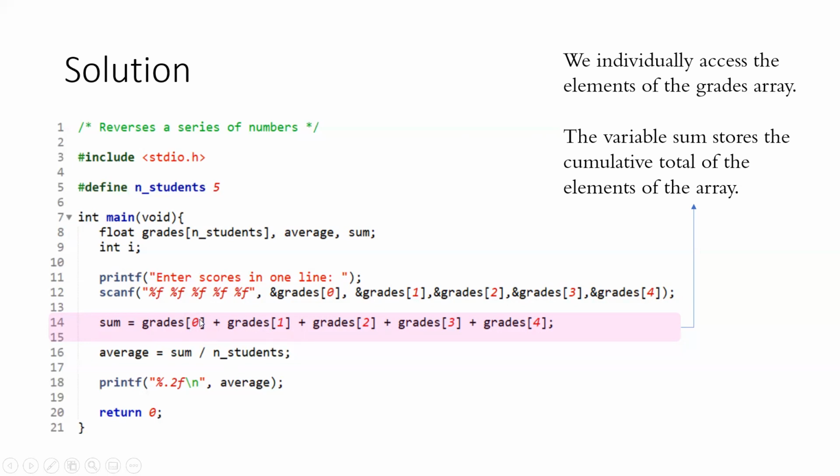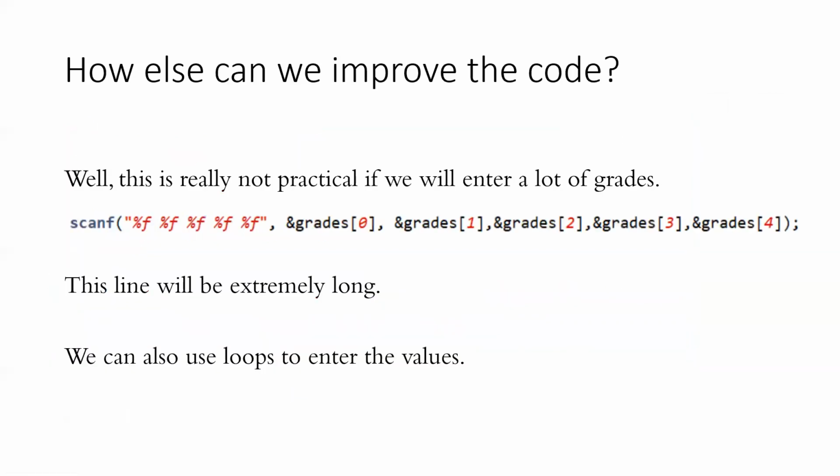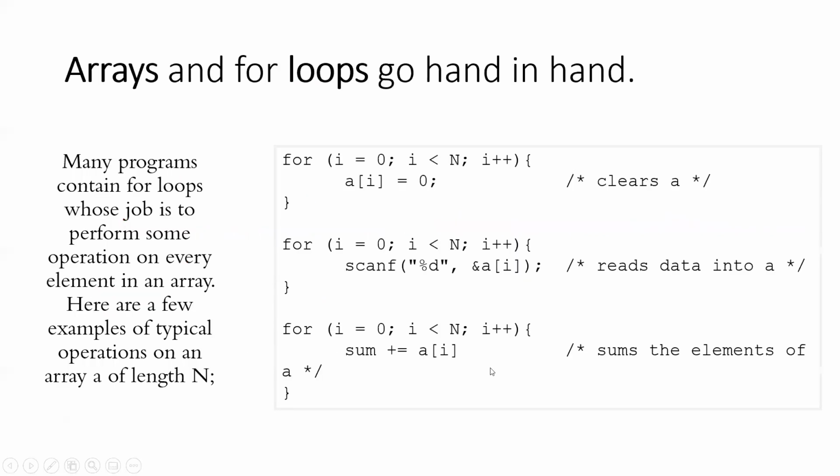Again, this topic refers to subscripting. Then we compute the average and print the result. This is not really practical if we will enter a lot of grades, because this line will be extremely long. So what we can do is use loops to enter the values.